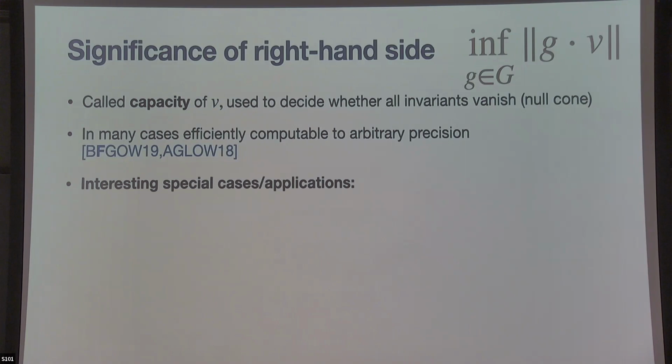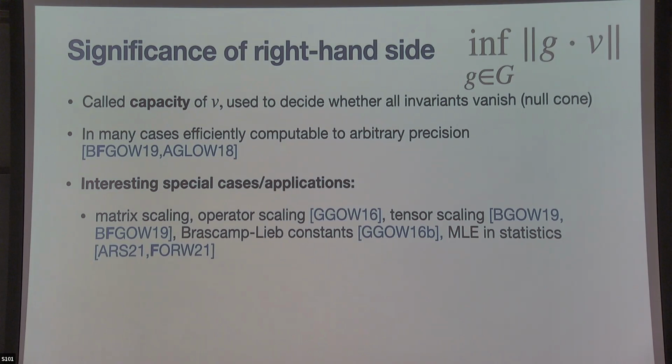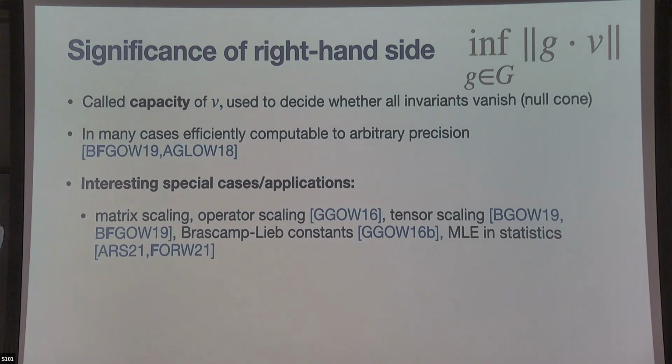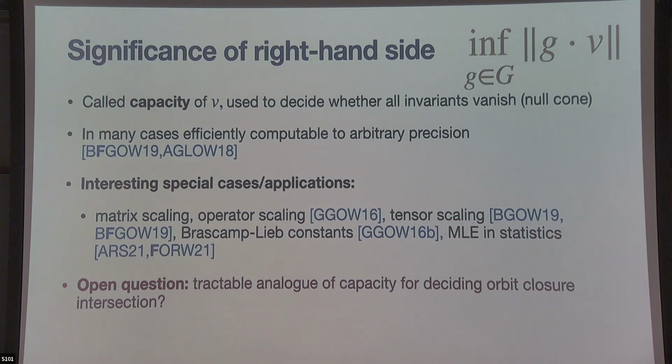Here's a bunch of words that indicate that it's useful. One of the cool recent places it showed up is in some statistics problems, where this quantity turns out to be the log likelihood. This quantity is for deciding whether the orbit closure intersects the zero point or not. And it's interesting to think about whether you could come up with a similar quantity that was tractable to compute, which would tell you the distance between two different orbit closures. If you have g dot v and g dot w, these two orbit closures, what function can you compute to decide whether those intersect or not? That orbit closure intersection problem is still open, except for abelian groups as of recently.